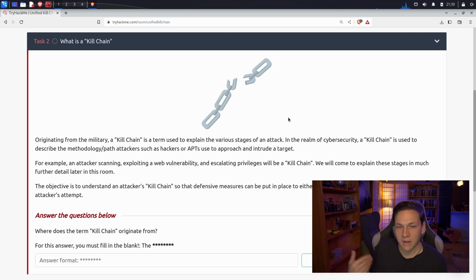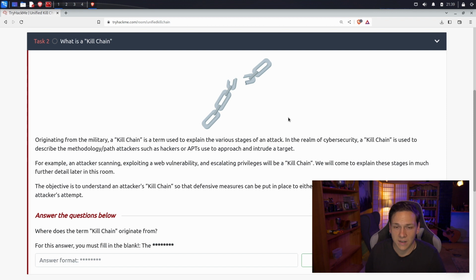What is a kill chain? Originating from the military, a kill chain is a term used to explain the various stages of an attack. In the realm of cybersecurity, a kill chain is used to describe the methodology or path attackers such as hackers or APTs use to approach and intrude a target. For example, an attacker scanning, exploiting a web vulnerability, and escalating privileges will be a kill chain. We will come to explain these stages in much further detail later in this room.